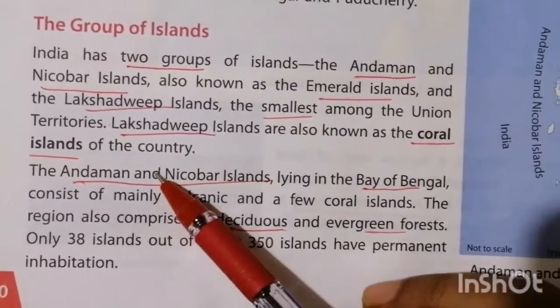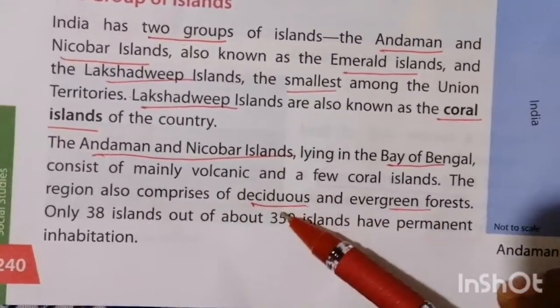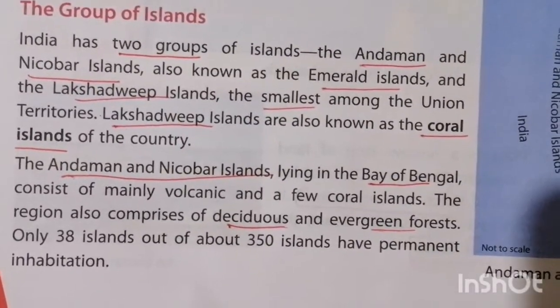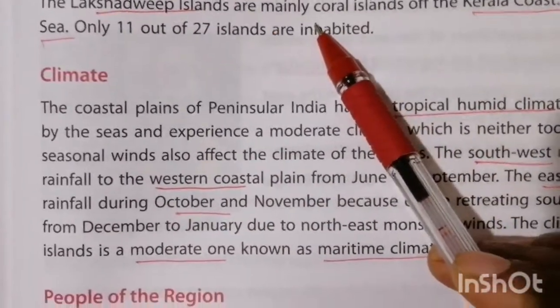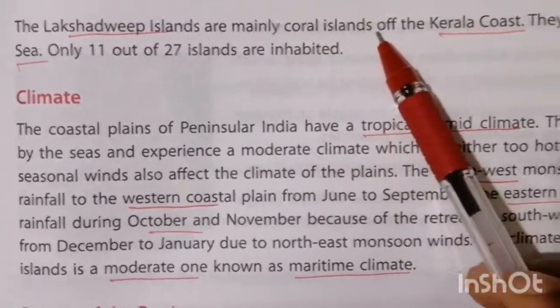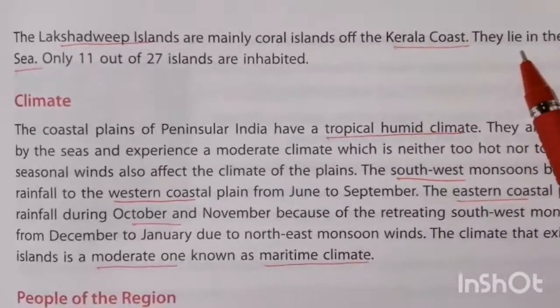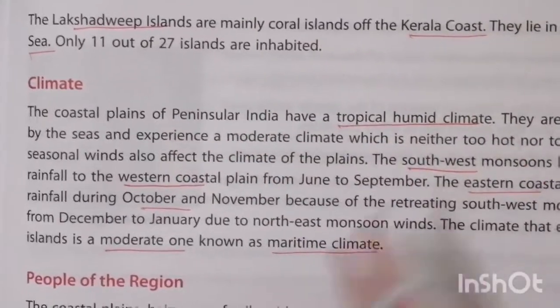Okay, so your Andaman and Nicobar lies in which sea? Bay of Bengal. There you have deciduous and evergreen forest. Is it clear? Now we are going to see about the Lakshadweep Island. What is the other name? Coral Island, isn't it? It is in Kerala. So they lie in which sea? Arabian Sea.